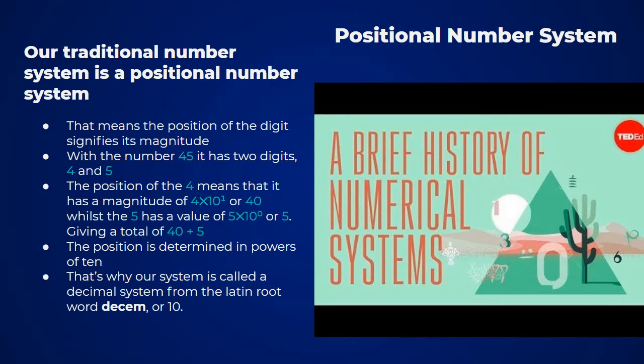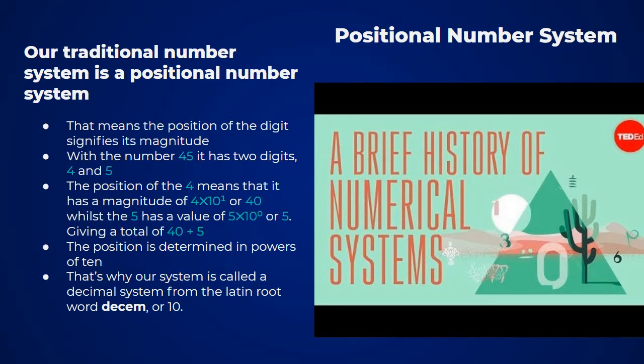There's a video here which you can play by yourself. I won't bother playing it now. You can listen to that on your own time. What it talks about though is a positional number system, and that is what our decimal system is. And so long as you can understand the idea behind a positional number system, understanding how binary numbers work becomes much easier. So essentially, the position of the digit has meaning.